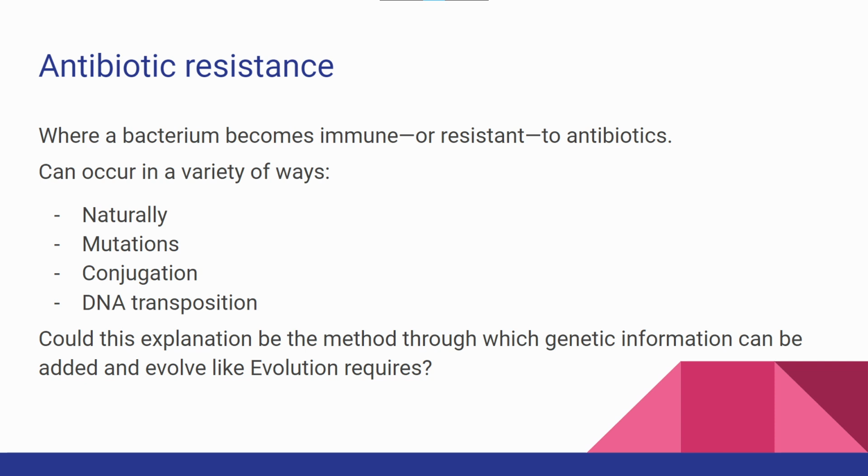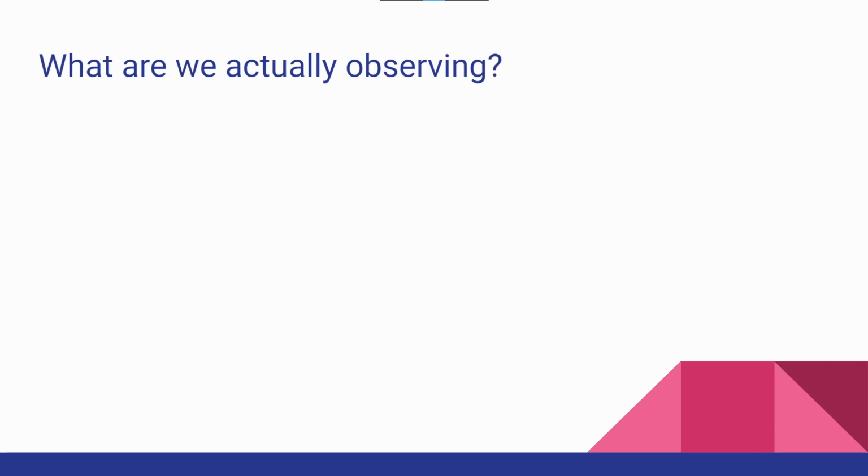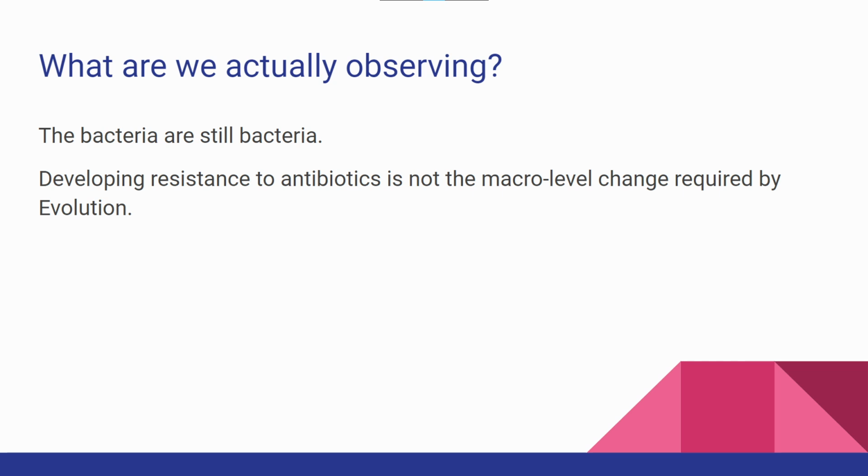Hopefully this is not a spoiler alert, but there are several issues with this. The first is asking a question: what are we actually observing? The bacteria are still bacteria. They may change slightly. They may have a different trait that they didn't before, but they're still fundamentally bacteria. In no way does the reality of antibiotic resistance, or even the ability for bacteria to develop such a resistance when they didn't have it before, imply that bacteria could turn into a flamingo, if only given enough time.